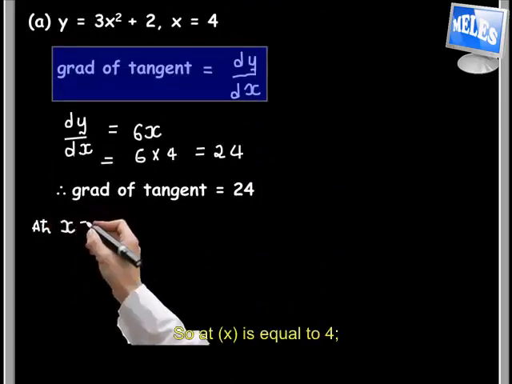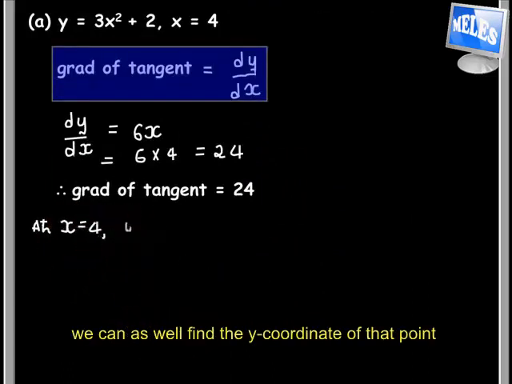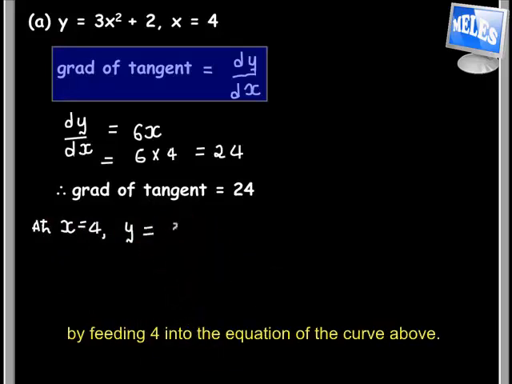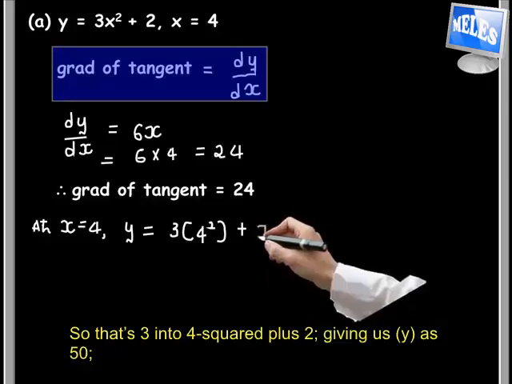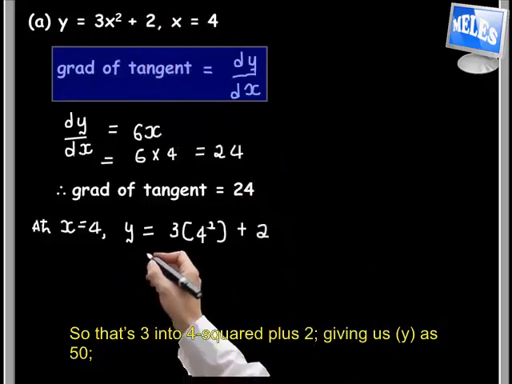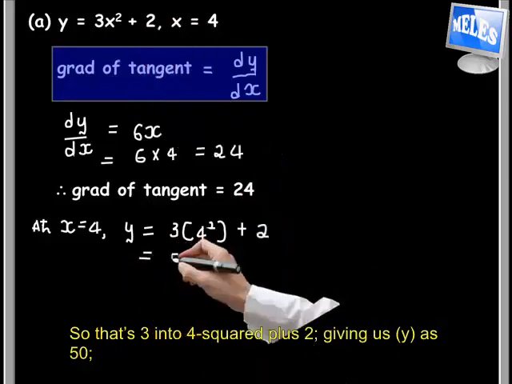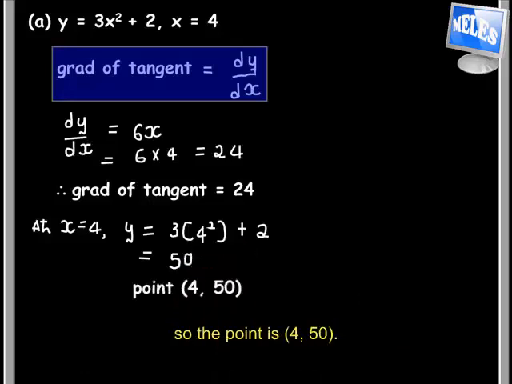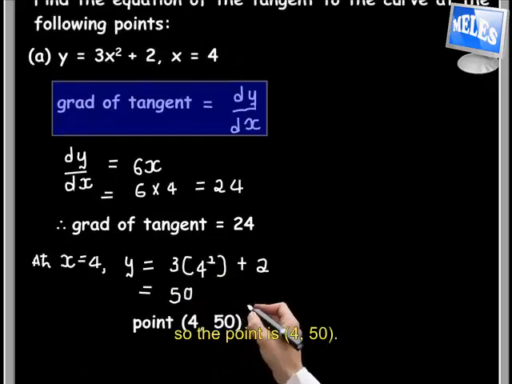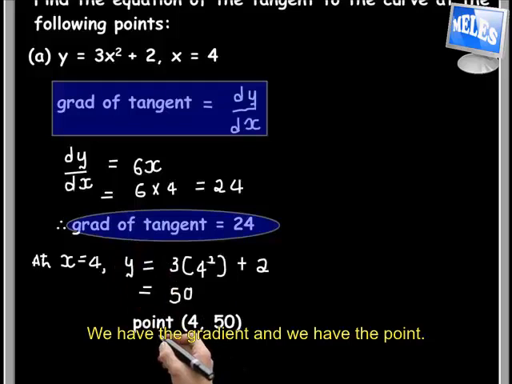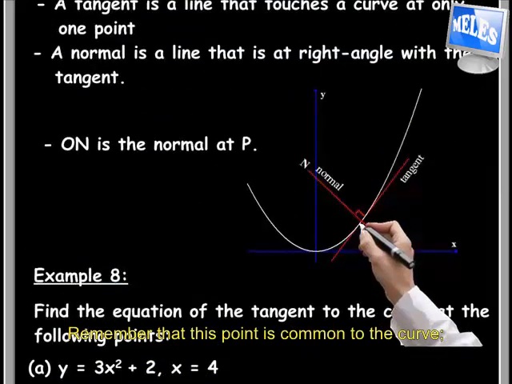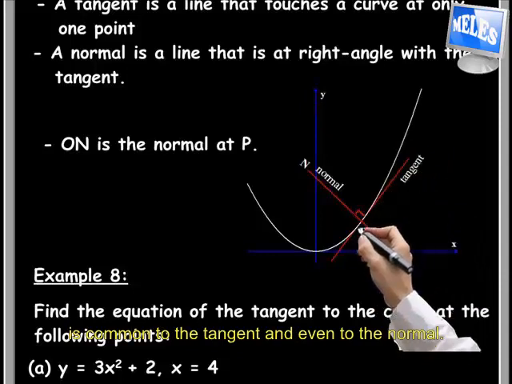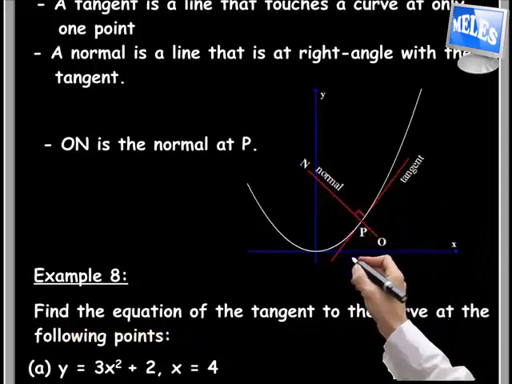So at x equal to 4, we can as well find the y coordinate of that point by feeding 4 into the equation of the curve above. So that's 3 into 4 squared plus 2, giving us y as 50. So the point is (4, 50). We have the gradient and we have the point. Remember that this point is common to the curve, it's common to the tangent, and even to the normal.